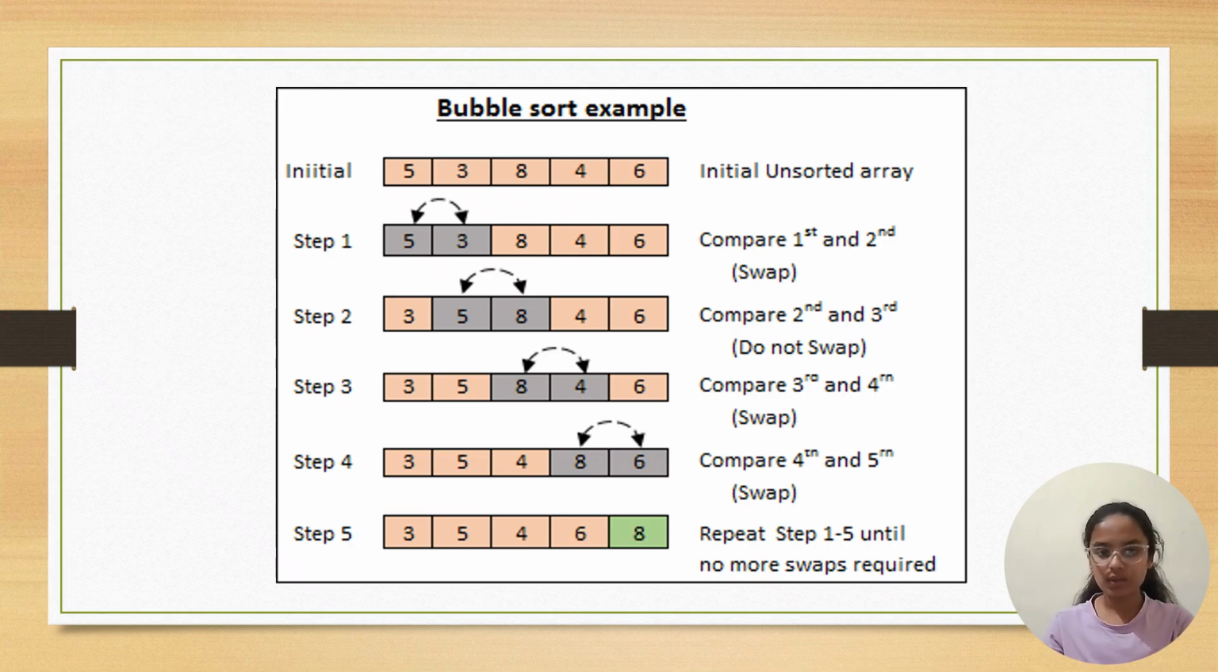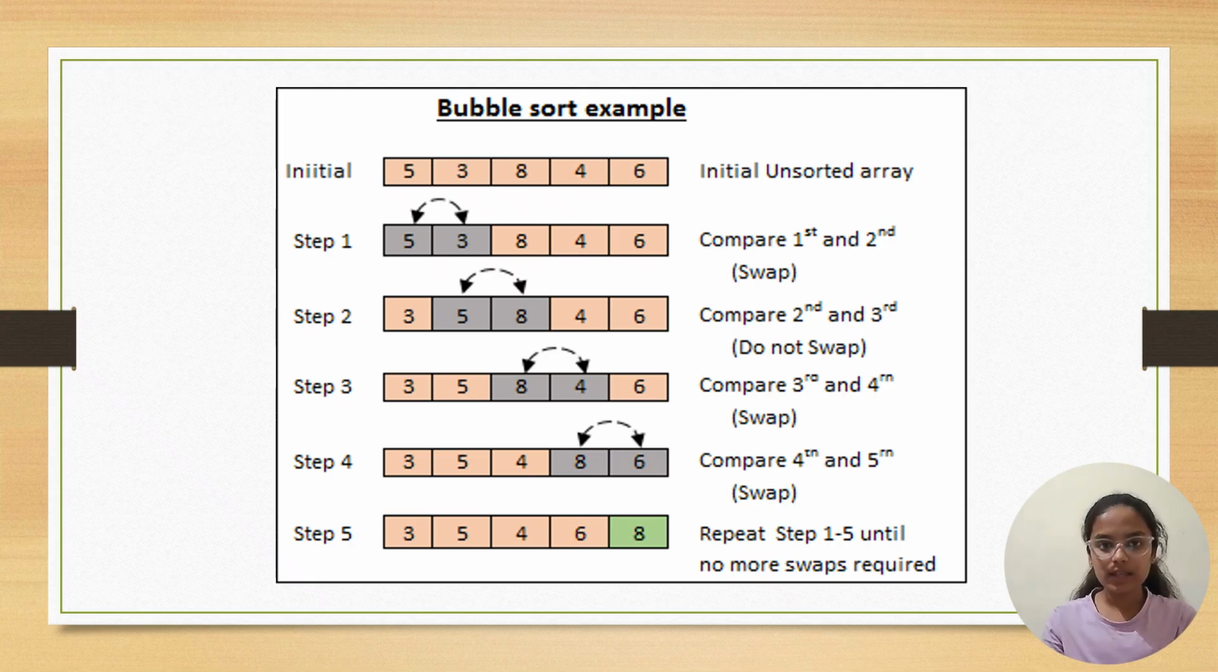Now we compare the next two elements, 5 and 8. Here 5 is smaller than 8, so we won't swap. Coming to the next step, we have 8 and 4. We compare them. 4 is smaller than 8, so we swap them. The next pair is 8 and 6. We compare them, and 6 is smaller than 8, so we swap them. We repeat these steps until no more swaps are required, which means until the array is sorted.